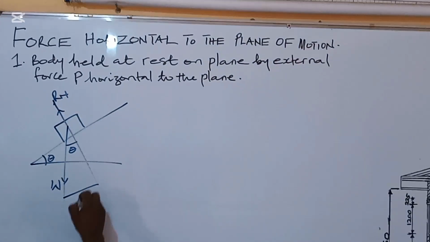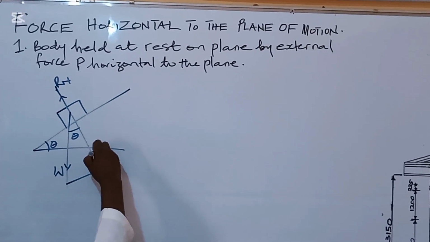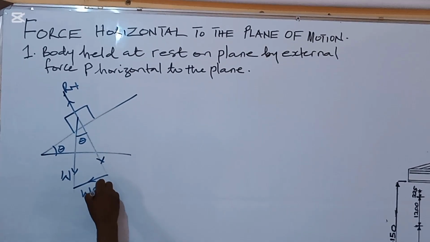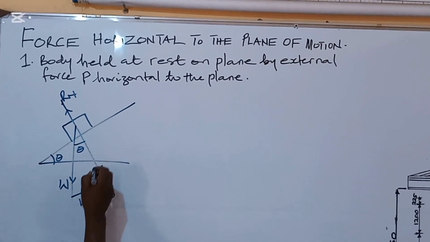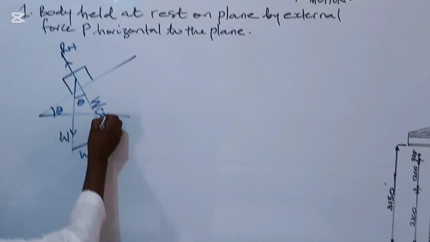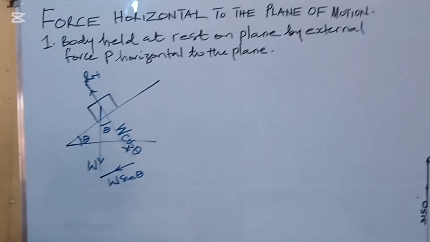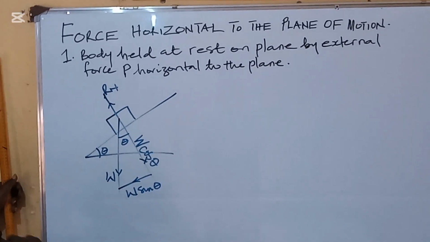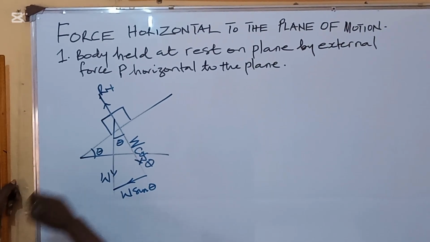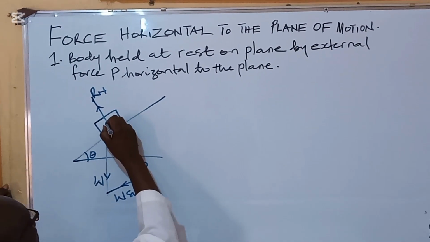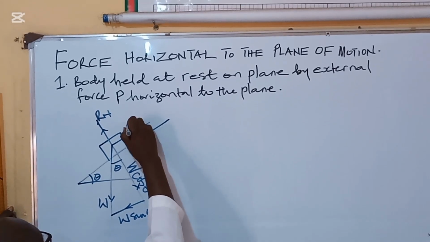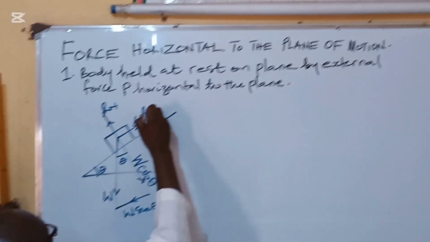parallel to the plane and vertical to the plane, we have W sine theta, and on this side W cos theta. Are we there? Normally, if we allow this body, it will slide downwards. So the frictional force will be acting upwards. Let's call it mu Rn.